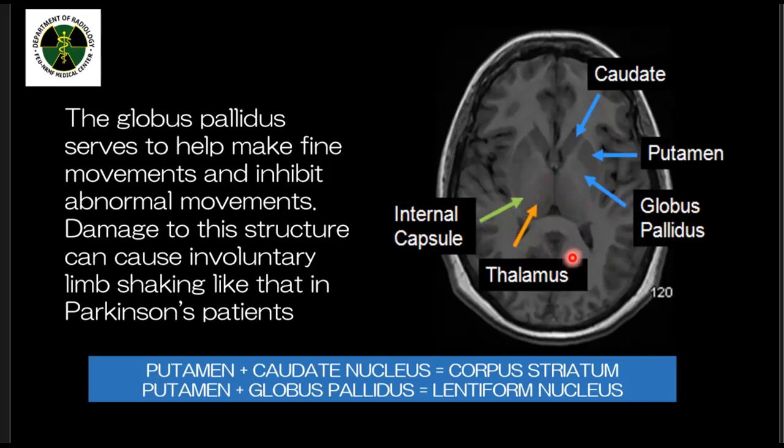So the globus pallidus serves to help movement and inhibit abnormal movement. So damage to this structure can cause involuntary limb shaking, like in Parkinson patients.